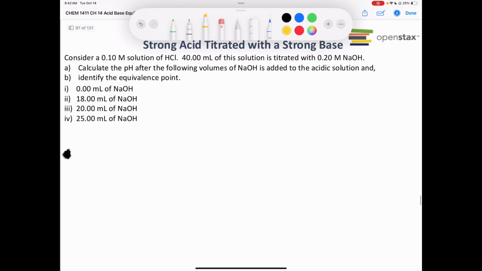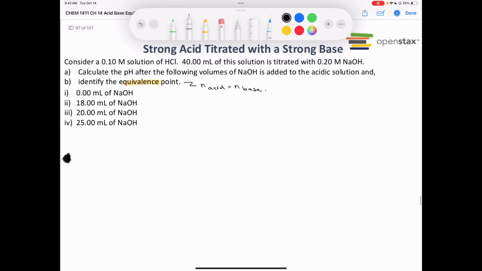And the equivalence point, I know we're not there yet, but the equivalence point is going to be the point where the number of moles of acid are going to be equal to the number of moles of base. Well, let's start out with the first one. So we're going to start here with 0 moles of sodium hydroxide. So that means that all we have is our 0.1 molar solution of HCl.